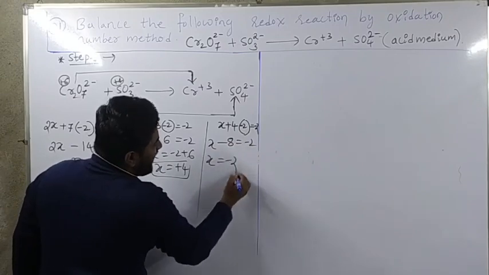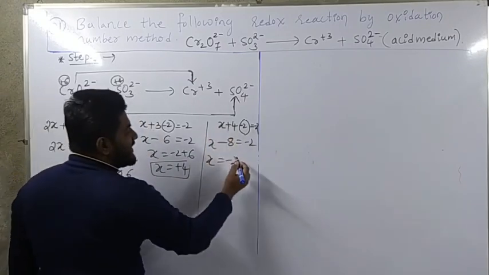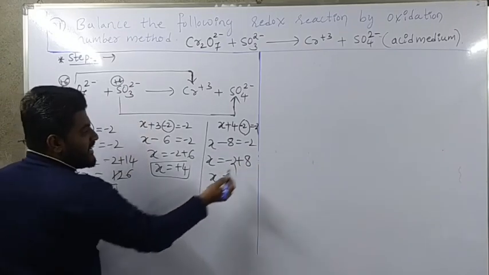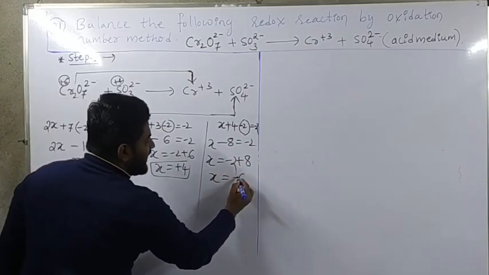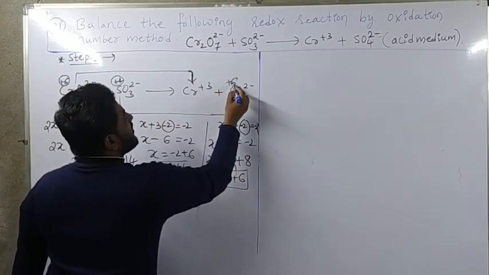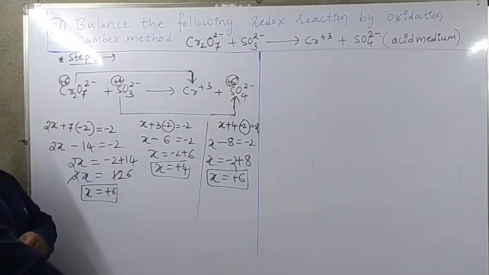X equals minus 2; minus 8, if you take that side it becomes plus 8. So how much did you get? Plus 8 minus 2 means 6. You will get the answer with a plus sign, plus 6. So oxidation state of sulfur in this case is plus 6.